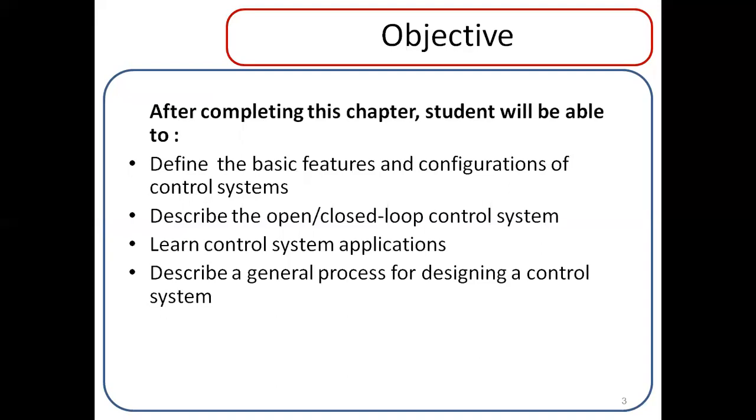defining the basic features and configurations of control systems, and upon the analysis of these control systems, I would like to have a detailed and clear-cut vision regarding the open loop control system and closed loop control system, and be able to learn the control system applications where they will be utilized, and depending upon the application point of view, which systems will be installed for quick actions or else delayed actions, and what are the general processes that are followed in the designing of a control system.